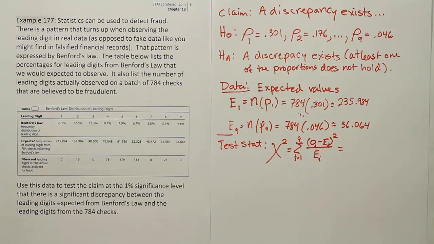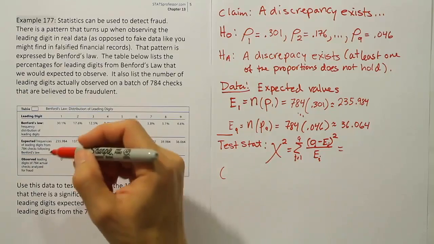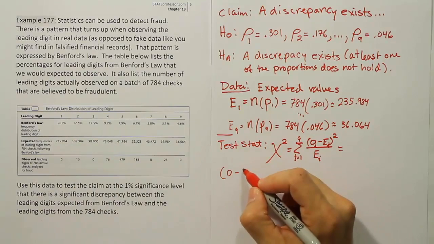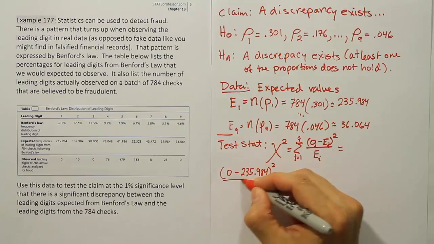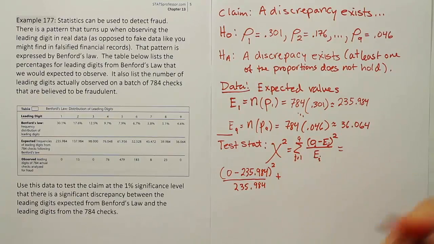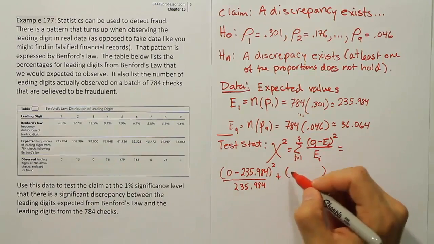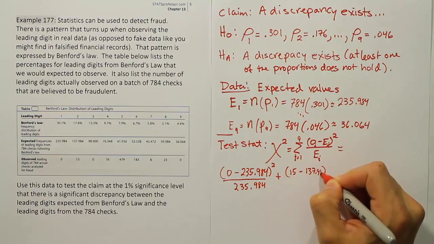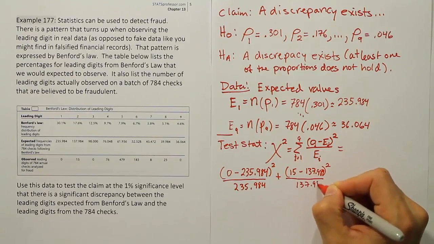Now, to work all that out, it essentially means we're going to have the following setup. Our fractions are going to turn out to be, for the first one, the observed value for the leading digit of 1, that'll be 0, minus the expected value, which is 235.984. That'll be squared, and then you'll be dividing by 235.984. And then you'll add to that the second digit's fraction, right? The second digit's fraction is going to have 15 for its observed value, minus its expected value of 137.984. And then you'll square that, and you'll divide by 137.984.